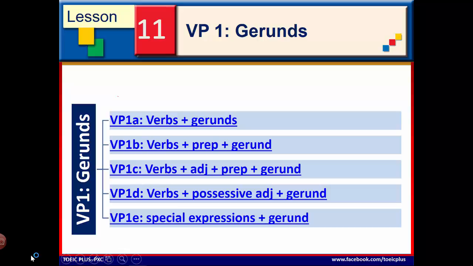C. And D. Three verbs for BP 1D. What are they? Mind, approve, and appreciate. Okay. And 1E, special expressions, gerunds. How many groups? Five. Okay. Can you remember? No. No what? No, have, spend, have, go. Remember, right? Alright, I guess that's enough for today.